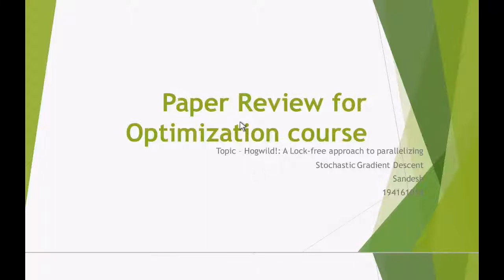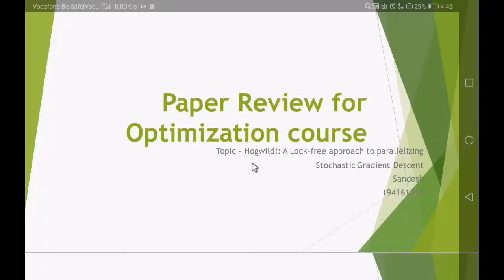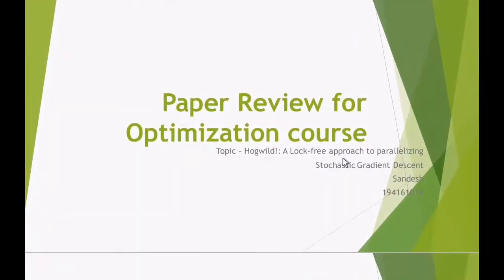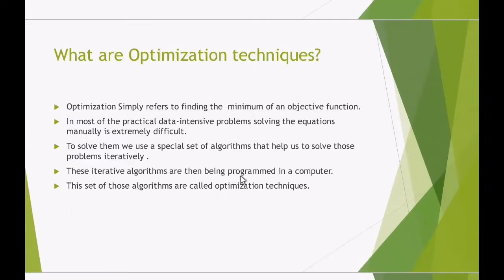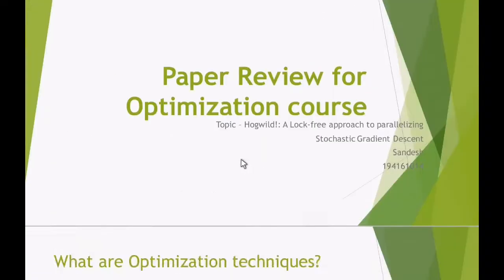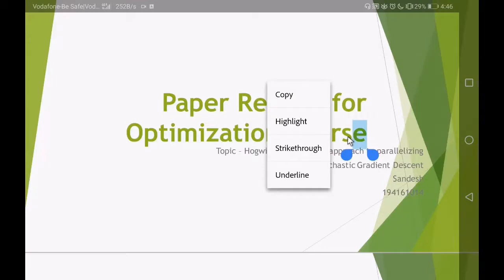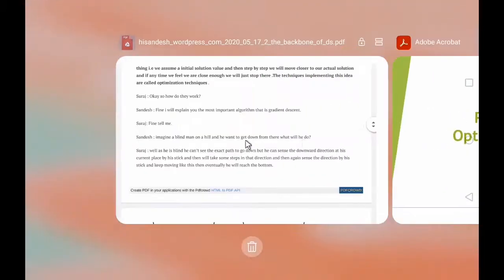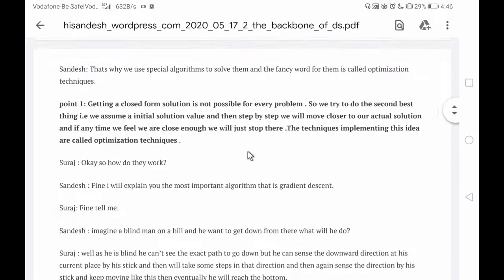My paper review for the optimization course, and the topic of the paper is Hogwild, a lock-free approach to parallelizing stochastic gradient descent. So in this review I have used two resources. One is this PPT and the other one is this blog that I have written.